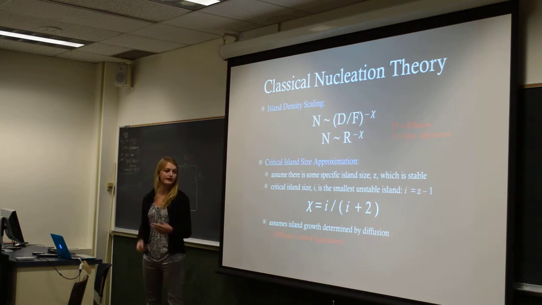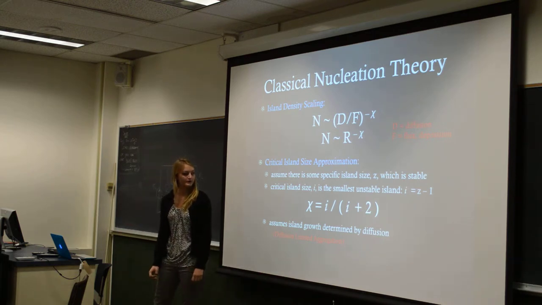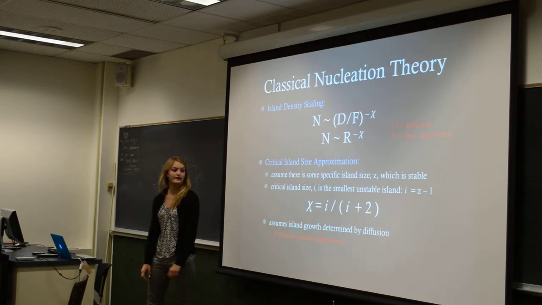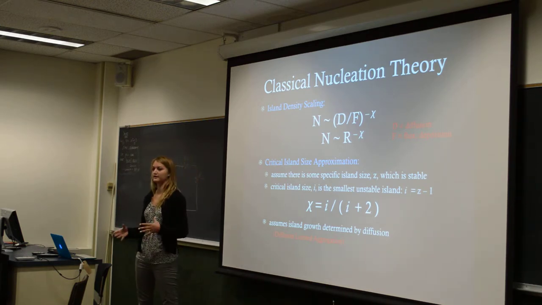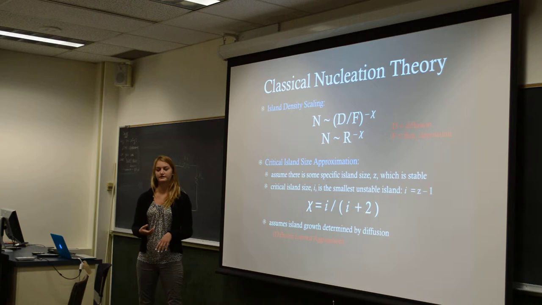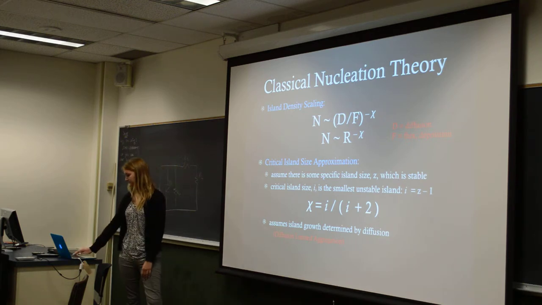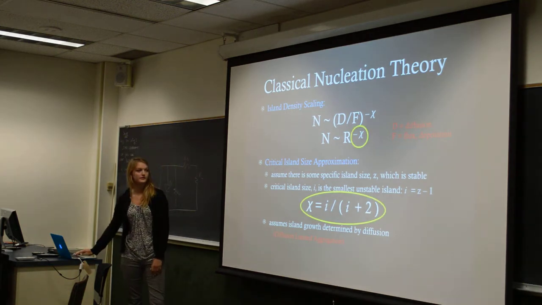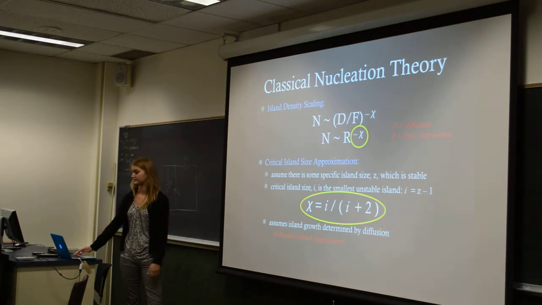And theory says that chi, this exponent, will go as I over I plus 2, and this is assuming that the growth is limited primarily by diffusion. So the rate at which the islands grow is controlled mostly by how long it takes the particle to diffuse to that island. The main point of the slide is just that this exponent is a negative exponent, and that it goes as this very nice clear formula.